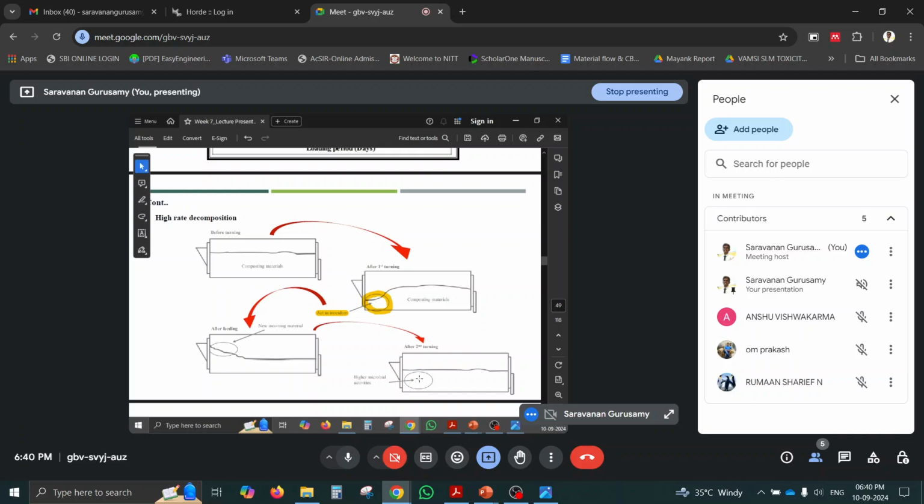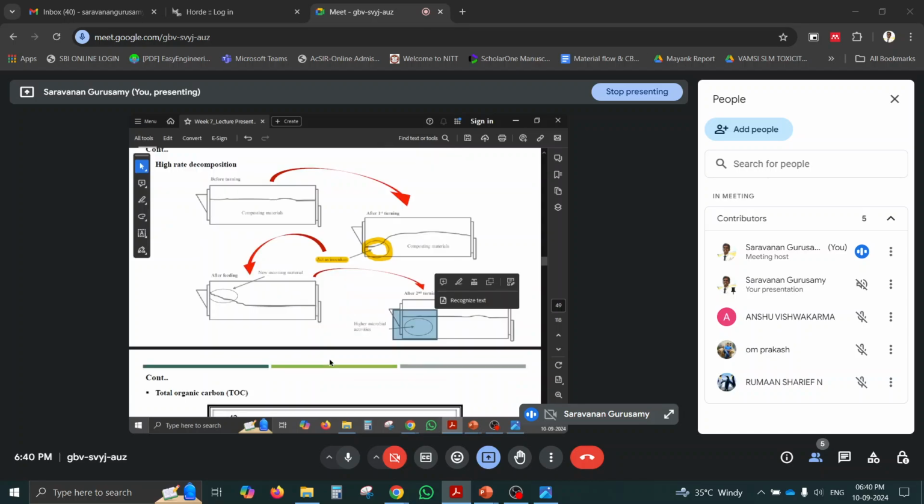Then per day we have to turn 2 times. One is before feeding, another one is after feeding. So after turning, whatever the material available will act as inoculum for the further feed to decompose. So here higher microbial activity will happen. So this is called high rate decomposition process. This will not happen in the open composting. This will only happen in universal composting.